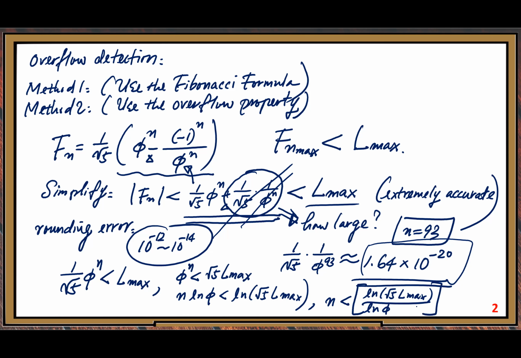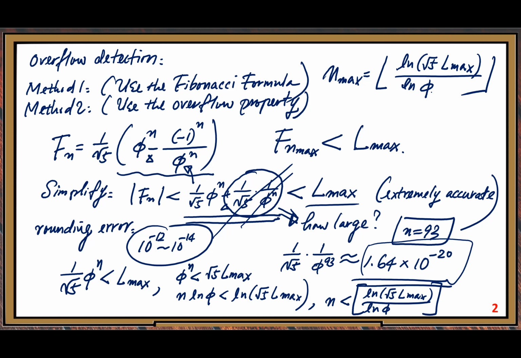Can you calculate this expression? This expression will give us the n max. At the end, we can represent n max equals the floor function of natural log of root 5 L max over natural log of phi. This is our method 1 to calculate the overflow. Method 1.